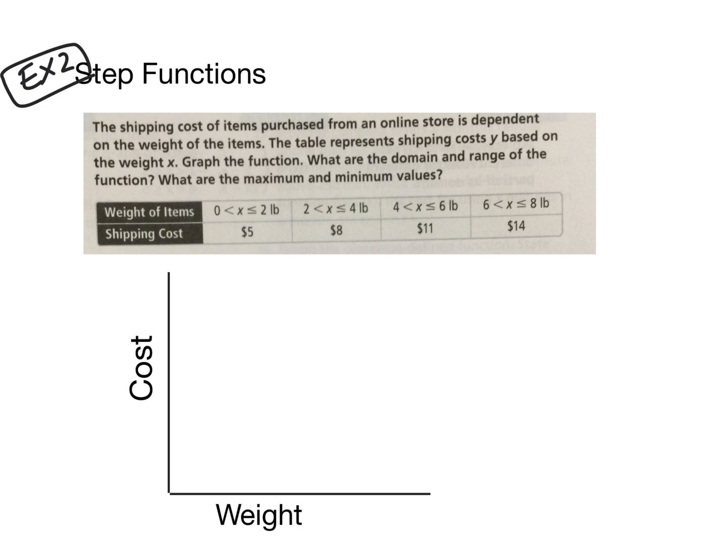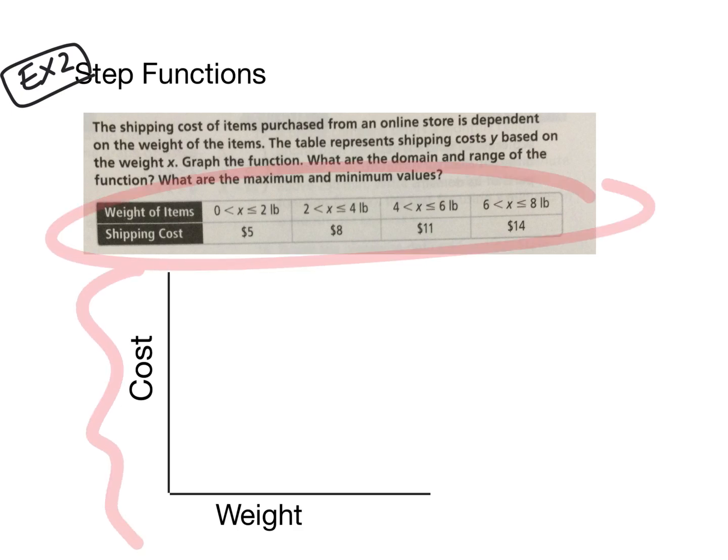In this example, I want to show you a special type of a piecewise function called a step function. All right, so this example talks about the shipping cost of items based on their weight. So weight is what it's based on, so notice that is on my x-axis, and shipping cost is my output, so that's going to be on my y-axis. So for this example, you should be copying down this table of values, and we're going to create this graph.